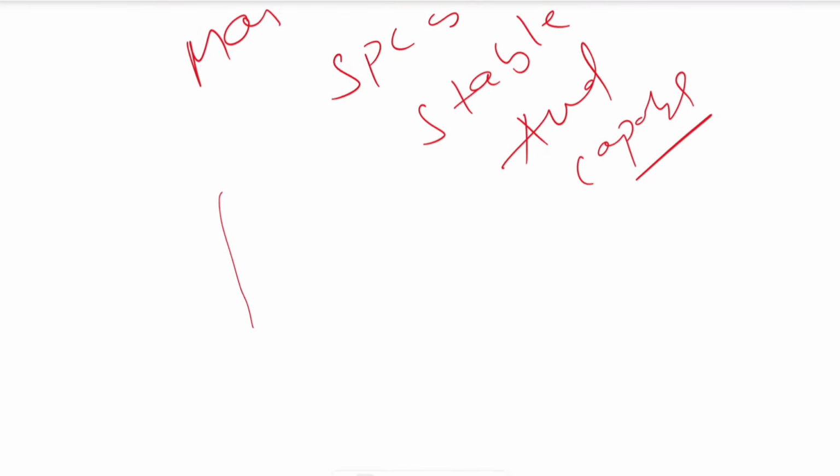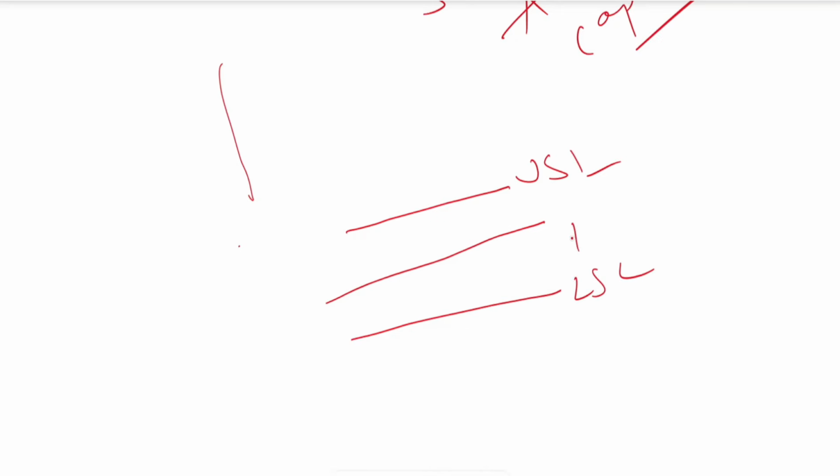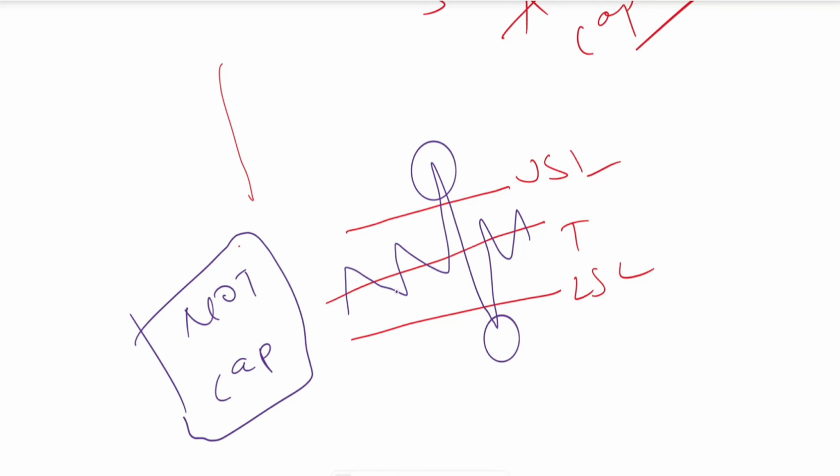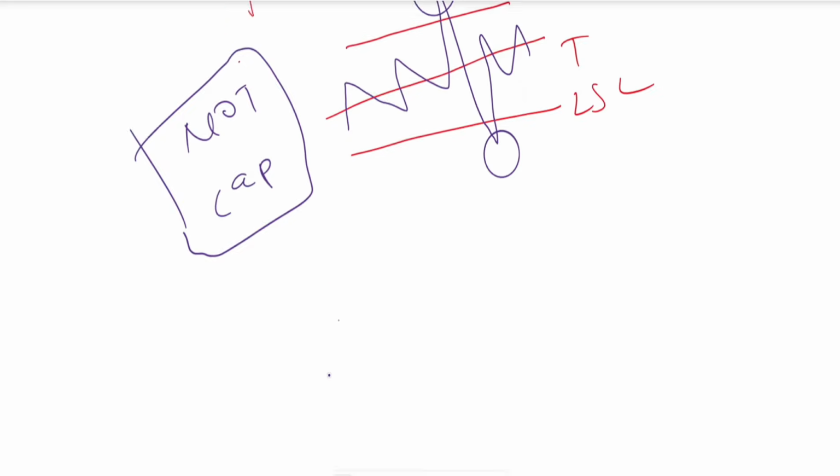What is an example of a not capable process? Let us take the same example: this is the upper specification limit, this is the lower specification limit, this is the target. Here two points are crossing the specification limit. The process is not capable. Why? Because it is producing rejections outside the specification limits.